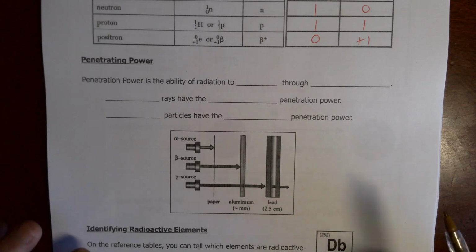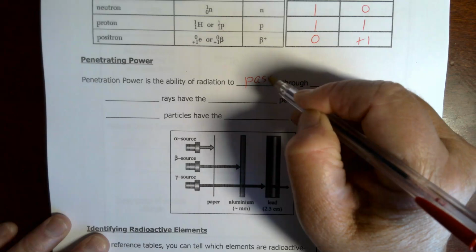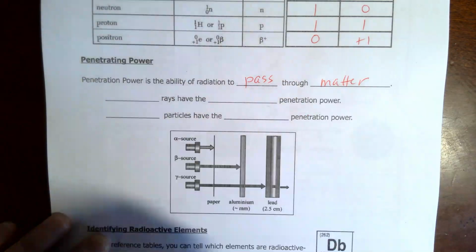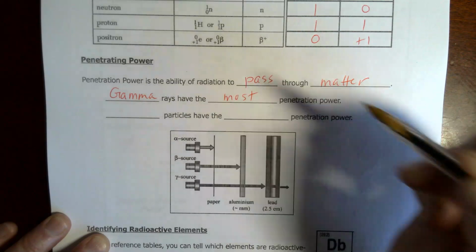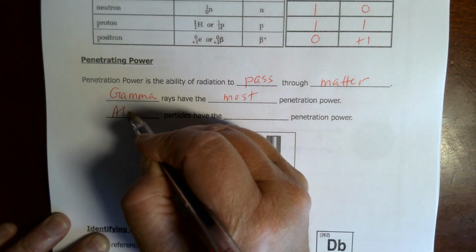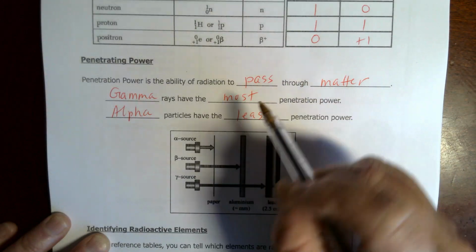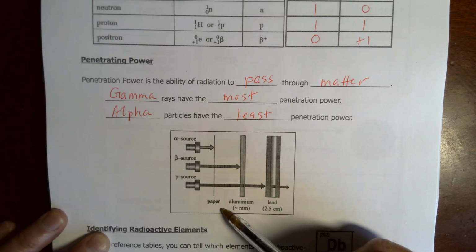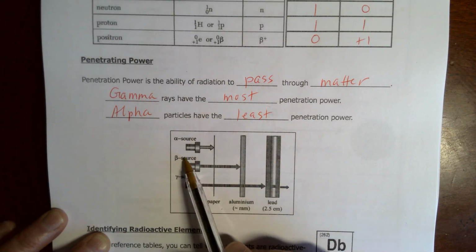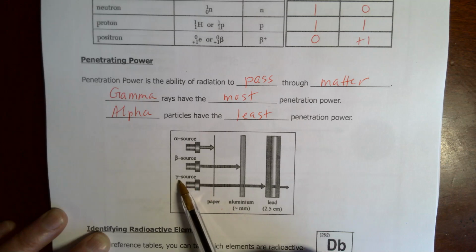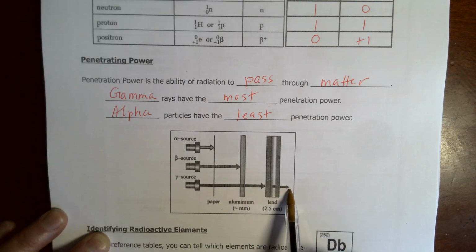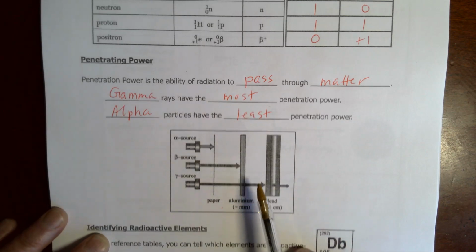Penetrating power is the ability of radiation to pass through matter. Gamma rays have the most penetrating power, and alpha particles have the least penetrating power. So alpha particles get stopped by paper. They can't go through paper. Beta particles can go through paper, but they're stopped by aluminum. And gamma rays are not stopped by paper or aluminum, or even lead. Gamma rays can even go through lead, although some of it gets trapped. They're trying to indicate that some of it gets trapped there.